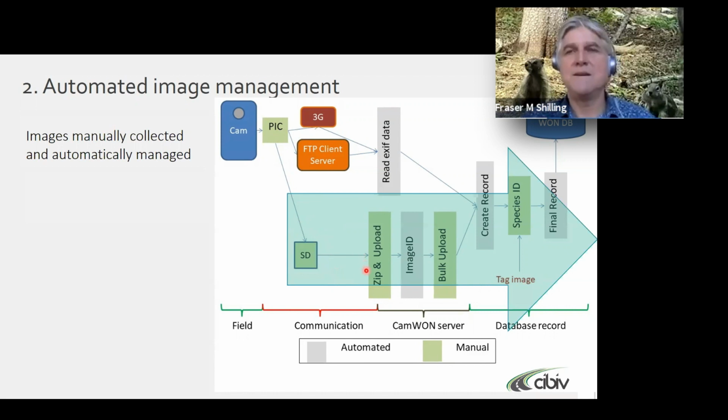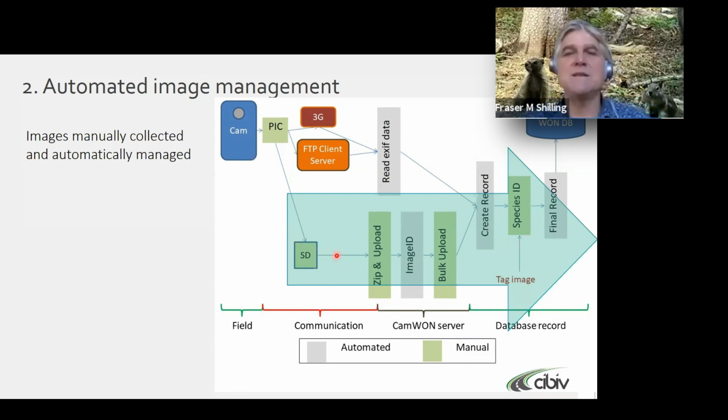There's then a second manual step we have, which is to zip the contents of the SD card into a zip file, a compressed file. And then we have a special tool, which I'll be talking about in a moment, called Image ID, where the zip file is uploaded to this web tool. And this web tool, Image ID, determines which images contain animals. Very important step. You only want the ones that contain animals. It gives you back another zip file, which you can then upload into the CAM1 system and automatically create a database record. And then that leaves the remaining step of identifying the species.